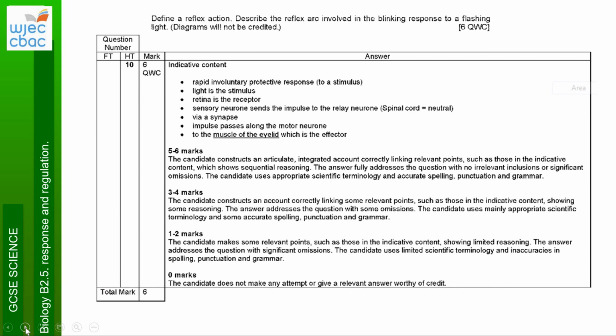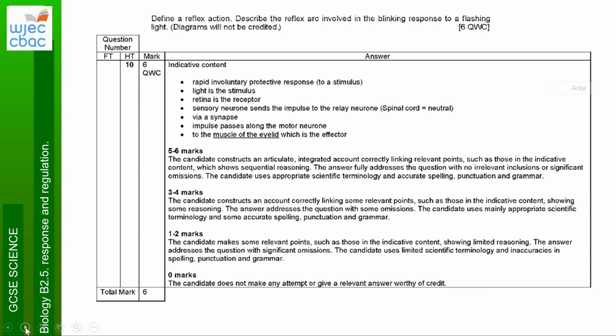For 3 to 4 marks, the candidate constructs an account correctly linking some relevant points, such as those in the indicative content, showing some reasoning. The answer addresses the question, but with some omissions. So maybe you've missed out 2 or 3 of those bullet points. The candidate uses mainly appropriate scientific terminology and some accurate spelling, punctuation and grammar. And then for 1 to 2 marks, some relevant points have been made, such as those in the indicative content.